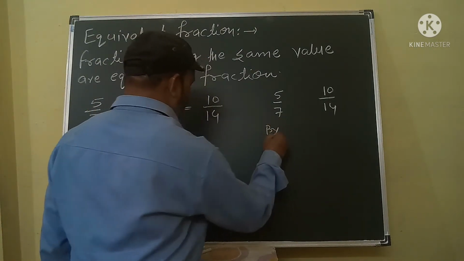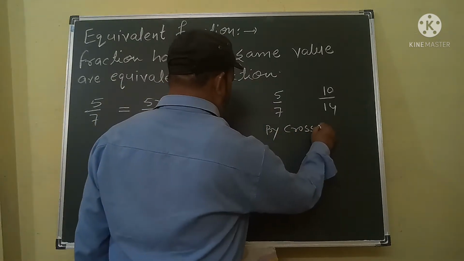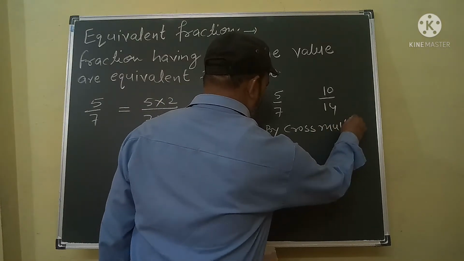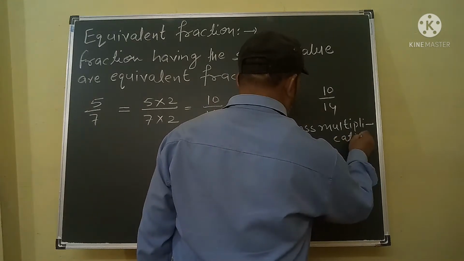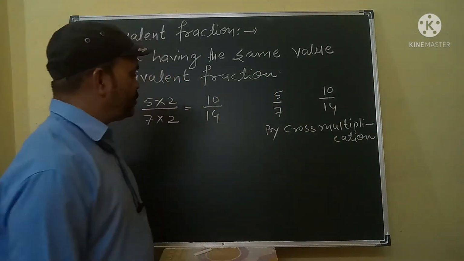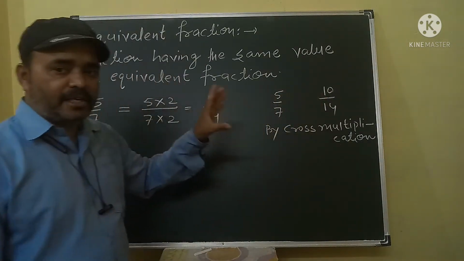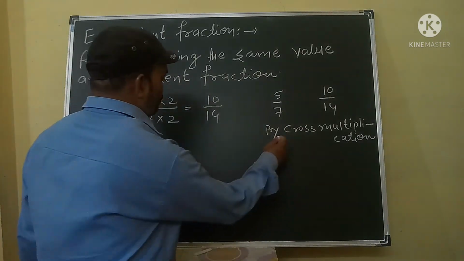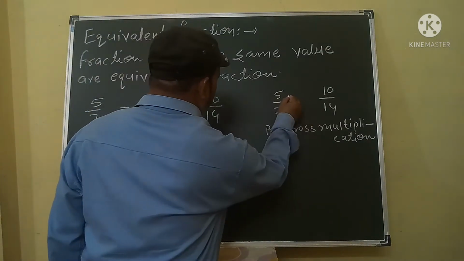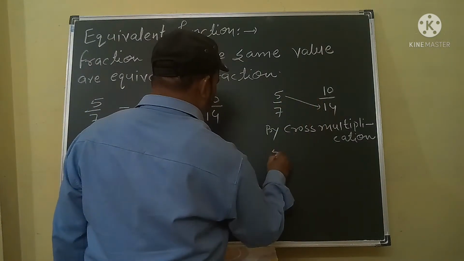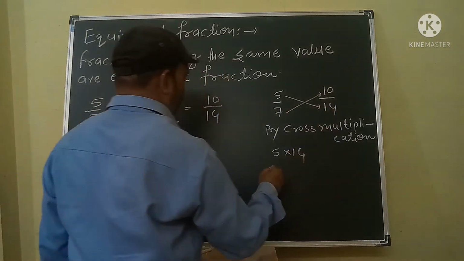That means by cross multiplication, easily we can check these two fractions are equivalent or not. So what will you do? By cross multiplication. Cross multiplication means 5 multiplied by 14, okay, and 7 multiplied by 10.